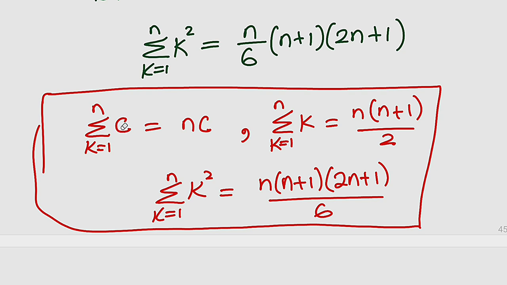So whenever you have a constant and the summation begins with 1, all you have to do is to take that constant and multiply by n. If it is a variable k, it could be a, b, c, it doesn't matter. Once it is a variable, linear, just use this formula, n times n plus 1 divided by 2. All you have to do, if you are given this, just substitute the upper limit into this formula, simplify and get the final result. And if you are given k squared, this is what you have to use.